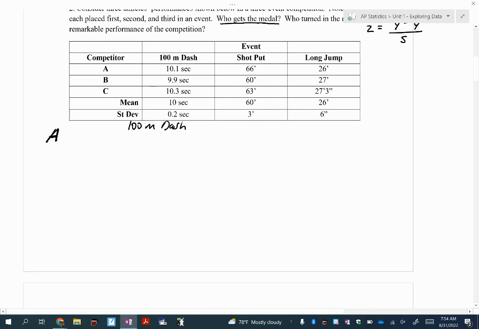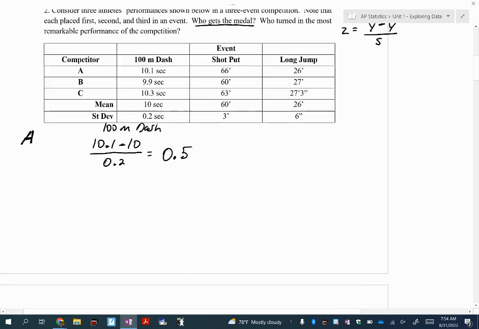Competitor A ran a 10.1 second 100-meter dash minus the mean of 10 over the standard deviation of 0.2. So I'm going to get a z-score there. You can probably do this mentally, but if you need the calculator, you can. When you subtract, you get 0.1 over 0.2, which is a z-score of, I'm going to do it in decimals, of 0.5. We'll do the same thing for the shot put.